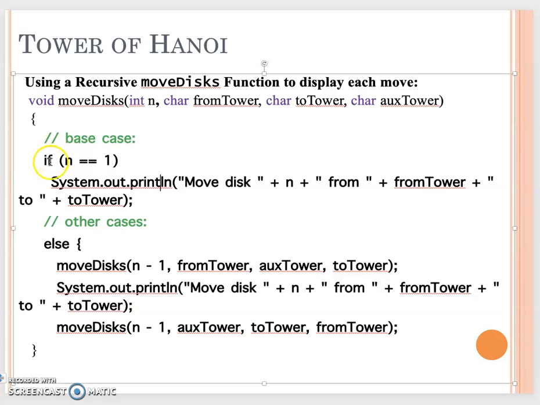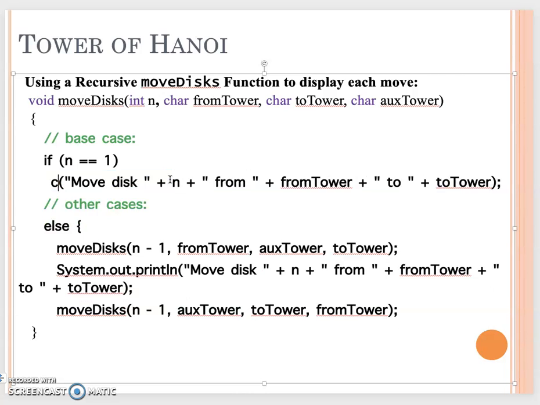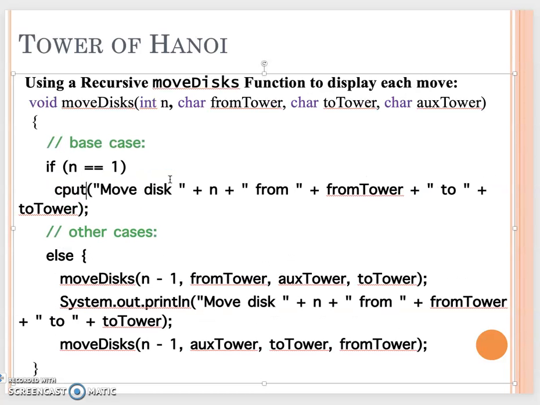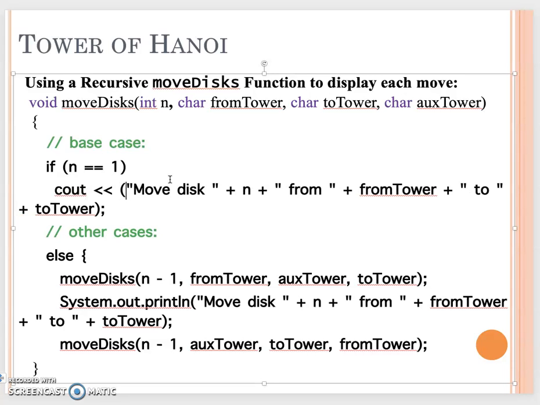Then you have the if-else statement for the base case or different cases. Our if statement is n equal to 1. If your n equal to 1, actually we don't do anything except tell the user how to do the move. So then we do the cout. Yeah, because this code actually came from my Java class, so that's why you will see Java syntax.